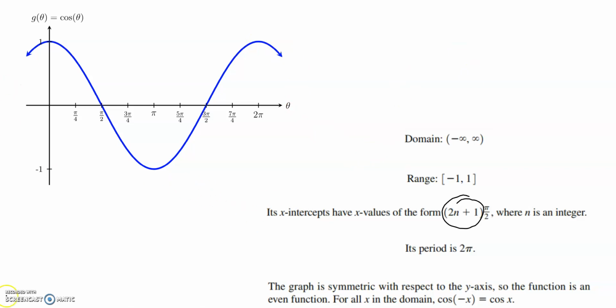Now this graph is symmetric with respect to the y-axis, meaning if you folded it at the y-axis, both sides will lay directly on top of each other. That means it's an even function, which means when you take the cosine of a negative value, that's equal to the cosine of that value positive, okay? And so that is the cosine function.